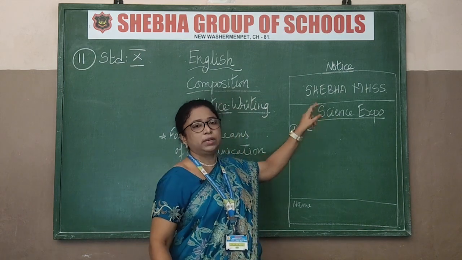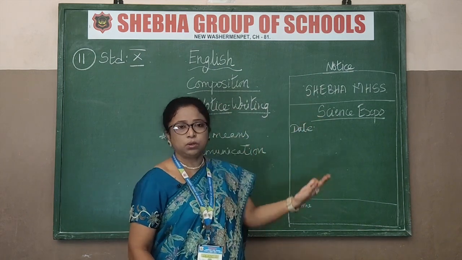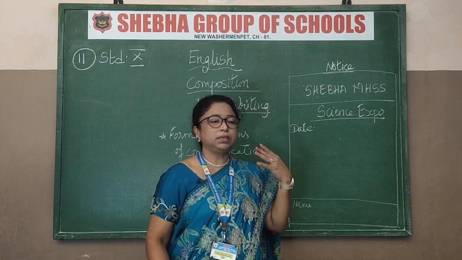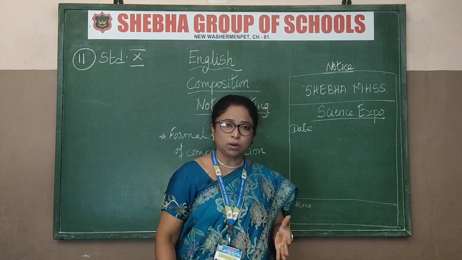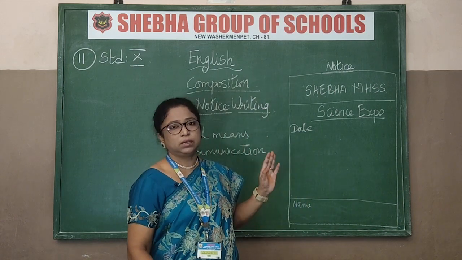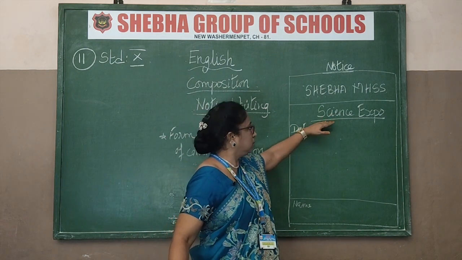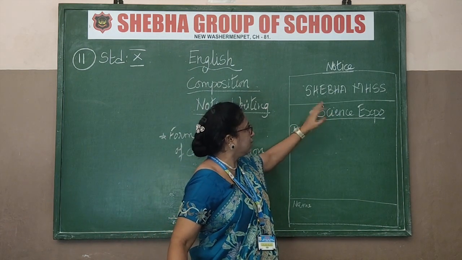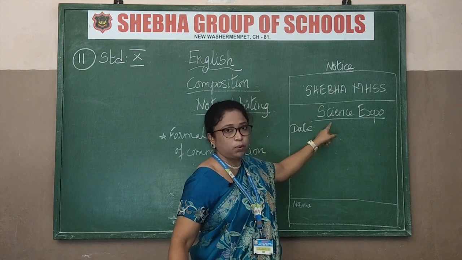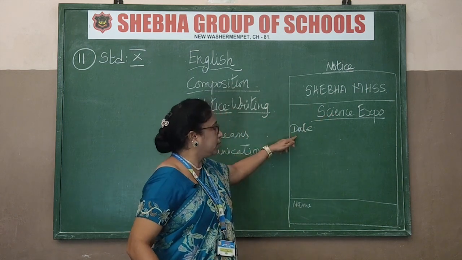Science Expo or inter school cultural competition. It can be inter school singing competition, inter school dance competition, whatever the thing is. That is, notice the information you are going to give. So that should be next. After you draw this, highlight it, and the next heading is what program, and the next is what date.